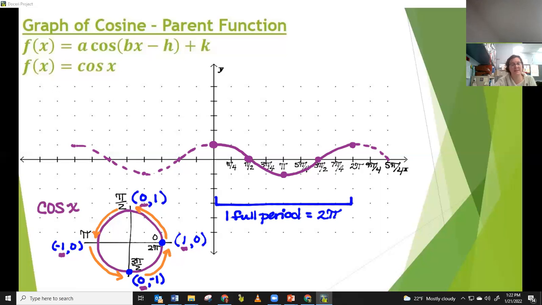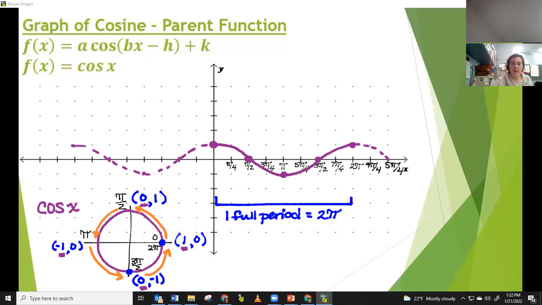Is the x-axis still my midline? Is it still running through the center of this? Yes. One full period is 2 pi. We still have a left endpoint and a right endpoint, but those now correspond to my maximums. Halfway in between on my cosine, that corresponds to my minimum.